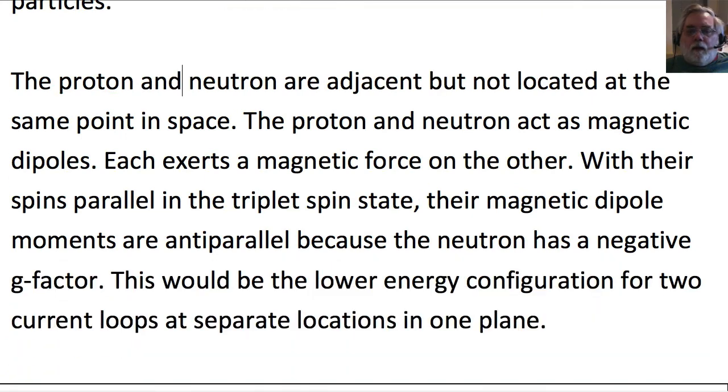The proton and neutron are adjacent, but not located at the same point in space. The proton and neutron act as magnetic dipoles. Each exerts a magnetic force on the other. With their spins parallel in the triplet spin state, their magnetic dipole moments are antiparallel because the neutron has a negative g factor. This would be the lower energy configuration for two current loops at separate locations in one plane.